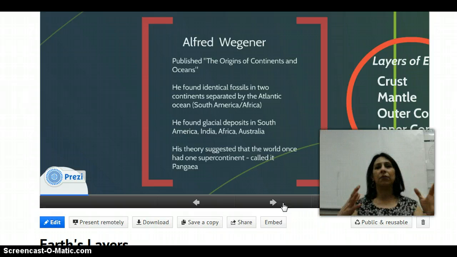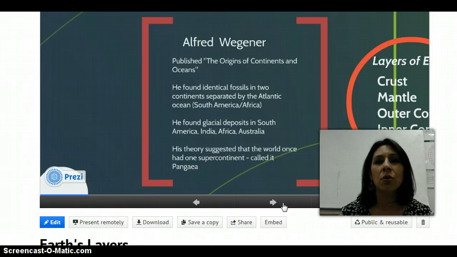He suggested that these plants and animals were not able to have crossed the Atlantic Ocean on their own. So once again, he suggests that continents were joined together.